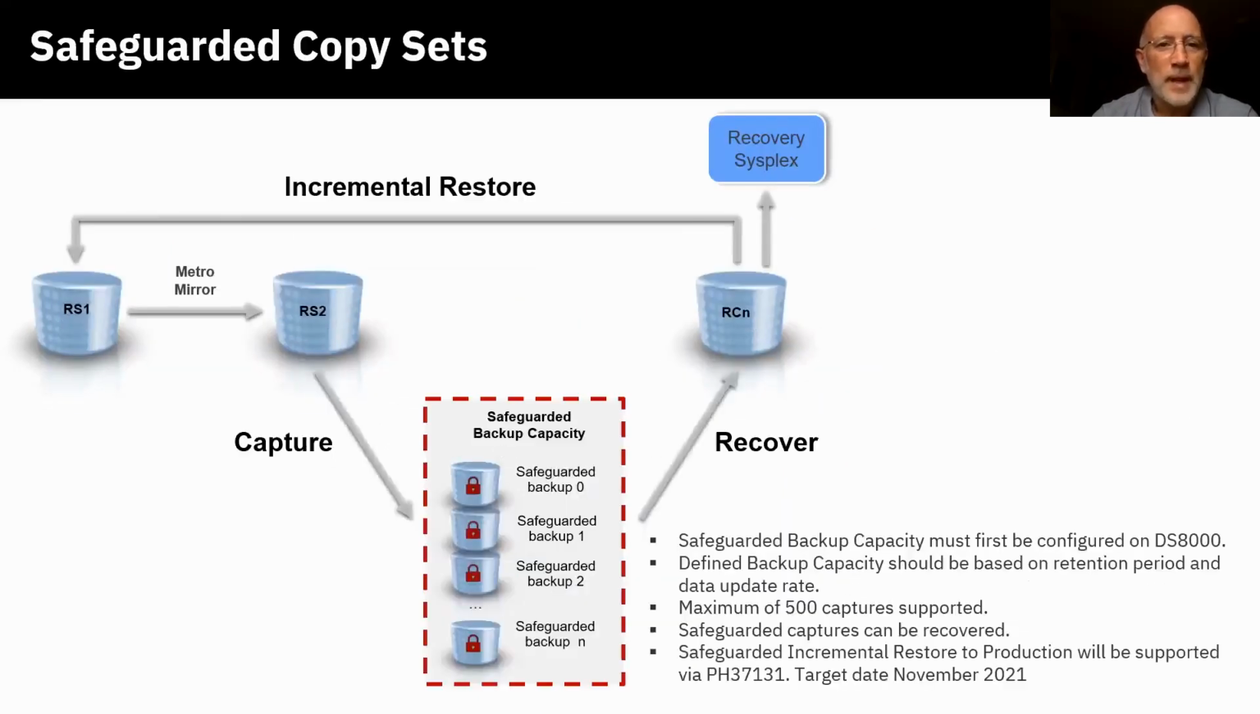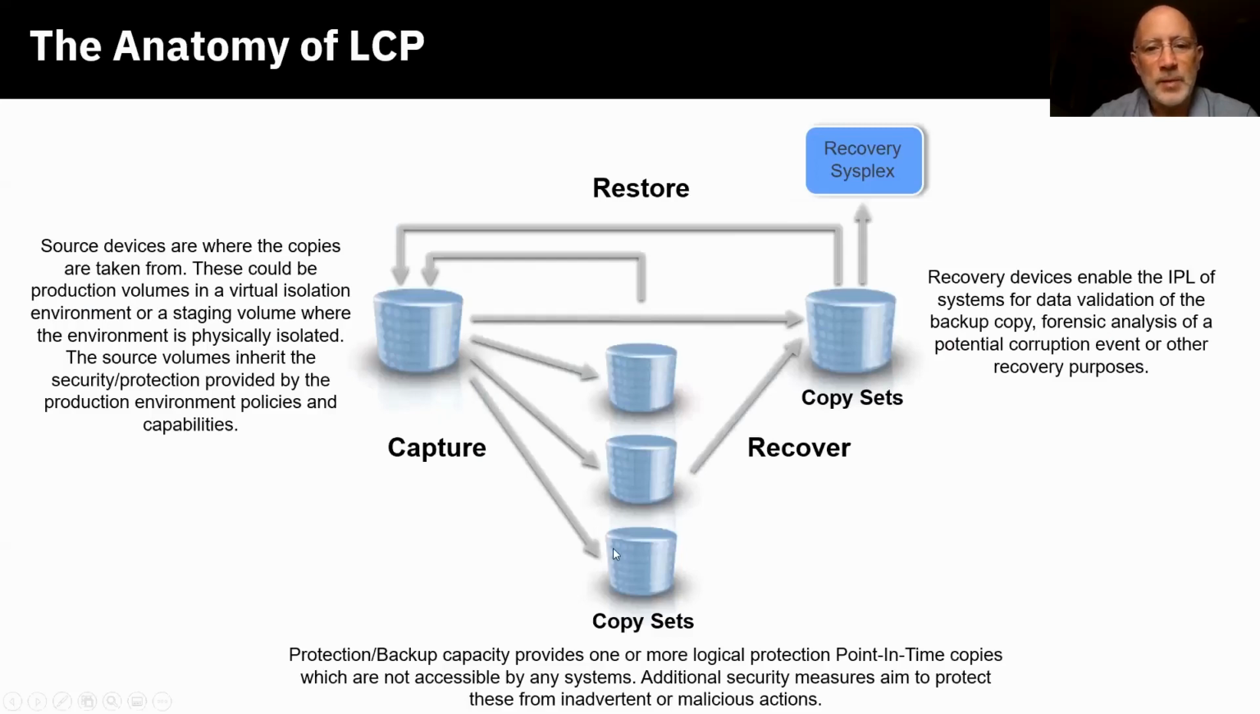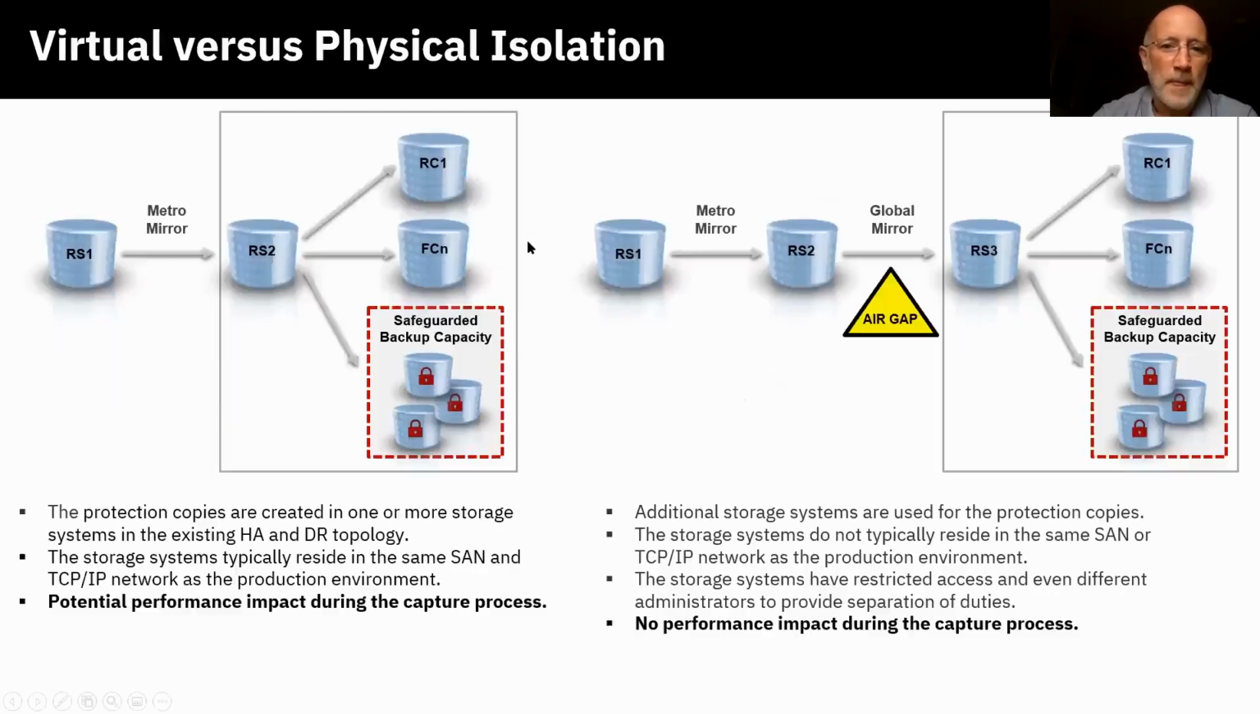So you have, as I say, this flow: take the captures to flash copy sets or safeguarded copy sets. You can restore those directly back to production, or you can recover them to the recovery copy sets and do other analysis or validation, and then subsequently restore those back to production. Okay.